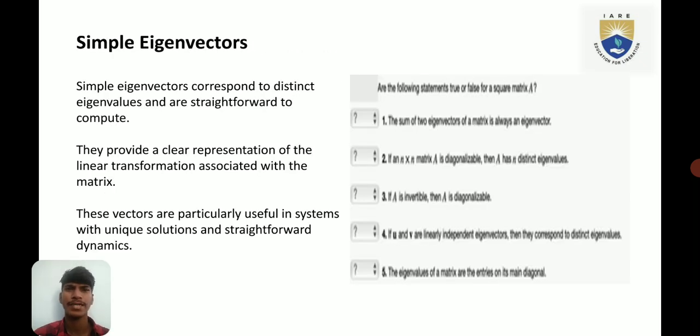Simple eigenvectors. Simple eigenvectors correspond to distinct eigenvalues and are straightforward to compute. They provide a clear representation of the linear transformation associated with the matrix. These vectors are particularly useful in systems with unique solutions and straightforward dynamics.